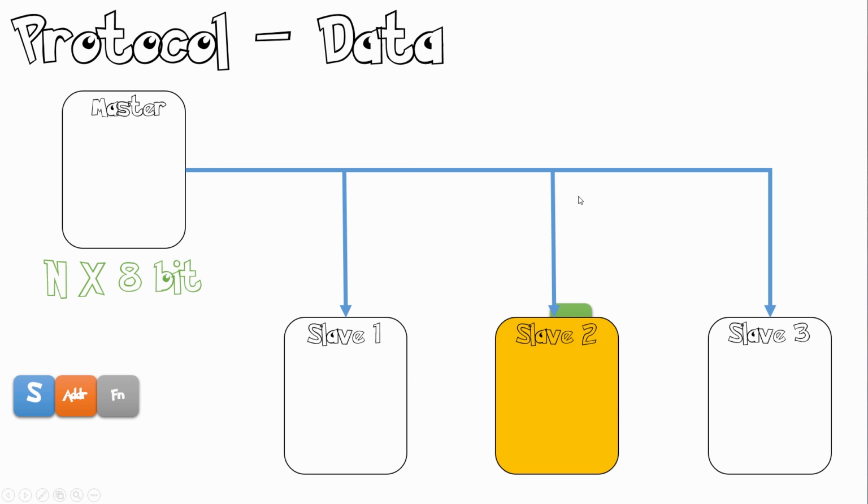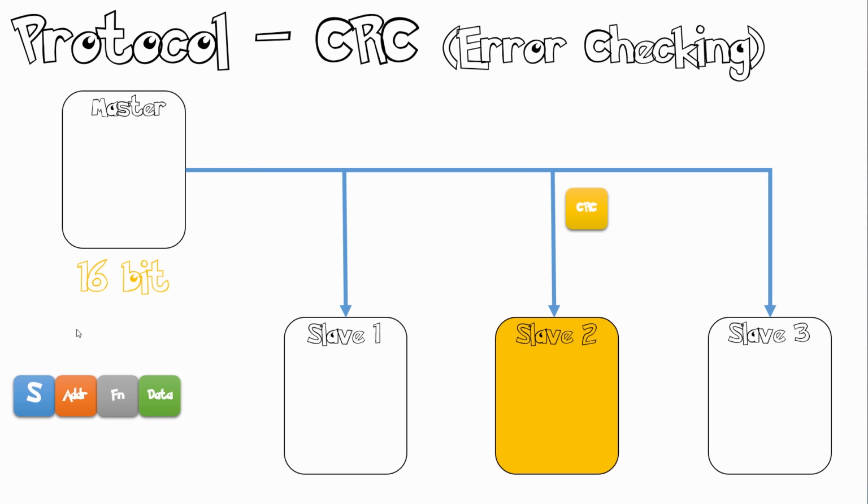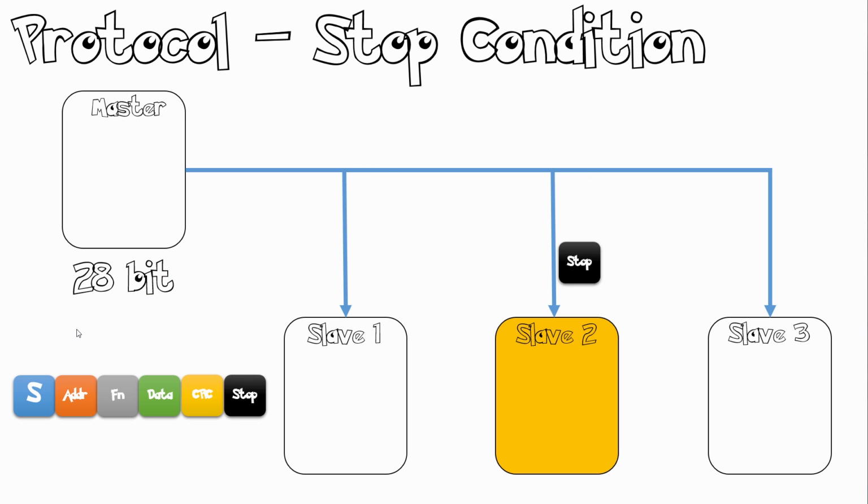Then we send our data. We can send n times 8-bit data, and it all depends on what the slave supports. You can find this out in the datasheet of the slave. Next, we send a 16-bit CRC error checking code to our slave. If you want to learn more about CRC, please like this video and I'll be sure to make a video on CRC. Then finally, we send a 28-bit stop condition, which is similar to our start condition, or 3.5 characters.